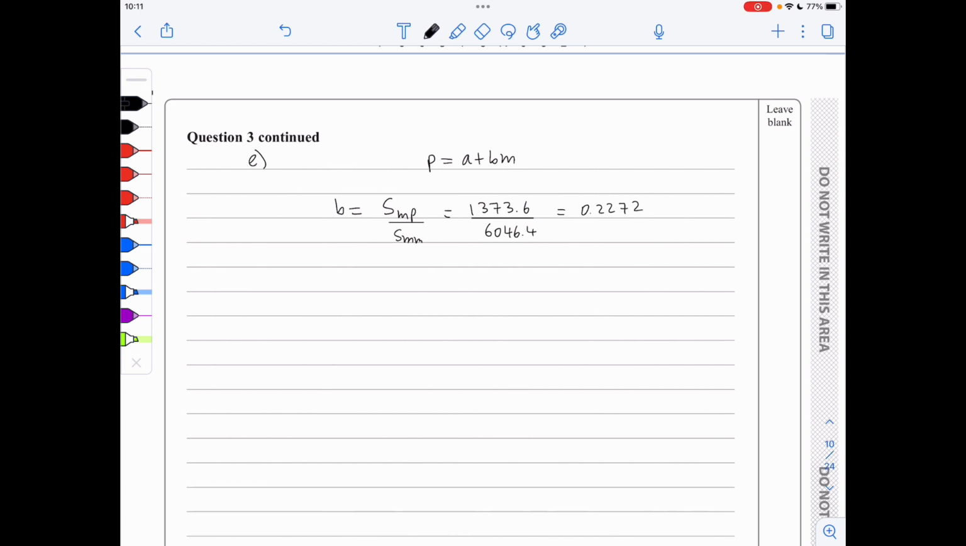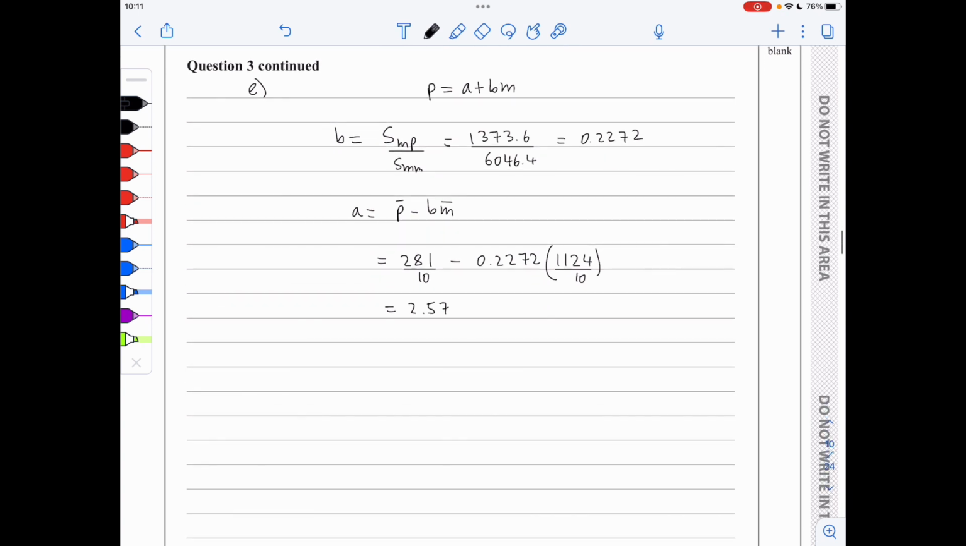0.2272. Now for the intercept A, it's P bar minus B M bar, which is equal to 281 over 10 minus the value we just obtained for B of 0.2272 times M bar, which is 1124 over 10, and this gives an answer of 2.57, and therefore the equation of the regression line is P is 2.57 plus 0.227 M.